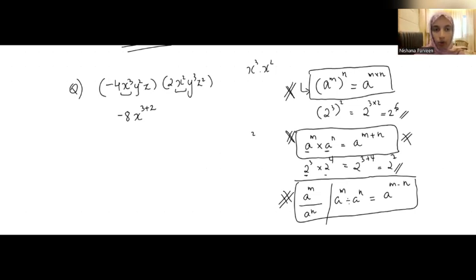Similarly, y raised to 2 plus 3, z raised to 1 plus 2. Why did I write z raised to 1 plus 2? Because you can see here, no power is written on z. That means it's z raised to 1. Okay, so let me simplify this: negative 8, x raised to 5, y raised to 5, and z raised to 3. I hope it's very clear for you. So you can do it like this.